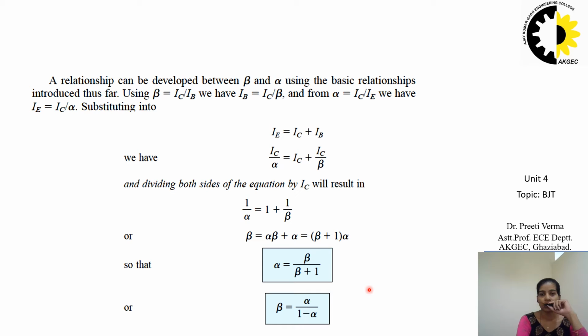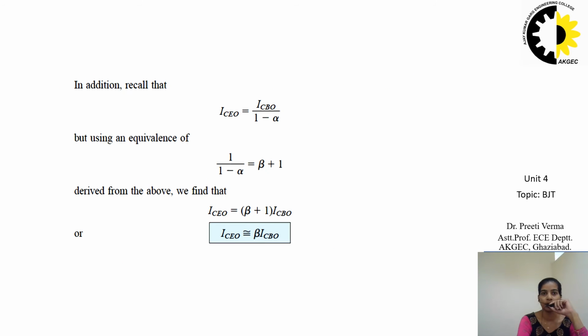Although we have relationships between alpha and the current, and beta and the current, these two relationships are also very important so that we can relate common base configuration parameters with common emitter configuration parameters.